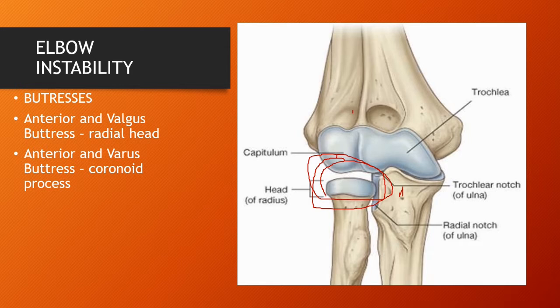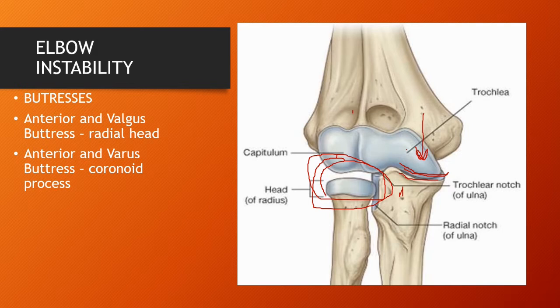And then for anterior and varus buttress, the coronoid process prevents both anterior slippage of the distal humerus anteriorly, and also because of the slopes of the sigmoid notches and the trochlear notches, suppresses varus forces that would otherwise cause instability or damage or injury to these articulations.